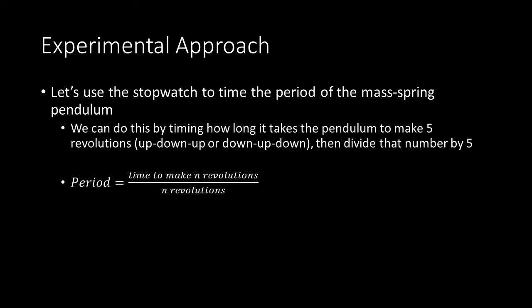Let's use the stopwatch to time the period of a mass spring pendulum. We can do this by timing how long it takes the pendulum to make 5 revolutions, up and down, then divide that number by 5. So period is equal to the time to make n revolutions divided by n revolutions.